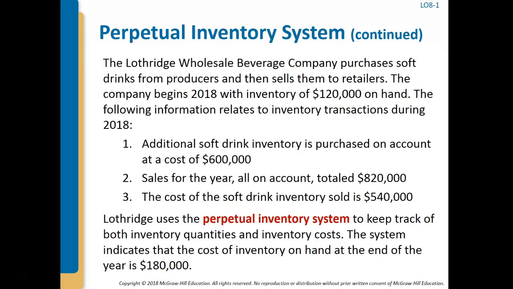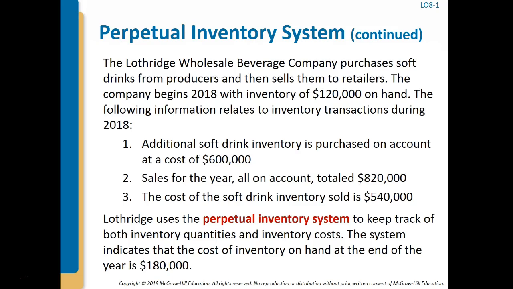The cost of goods sold account, along with the inventory account, is adjusted each time goods are sold by a customer. Here we apply this concept to Lothridge Wholesale Beverage Company, whose inventory information is provided. So as you see here, it tells us that the Lothridge Wholesale Beverage Company purchases soft drinks from producers and then sells them to retailers. The company begins in 2018 with inventory of $120,000 on hand. The following information relates to inventory transactions during 2018.